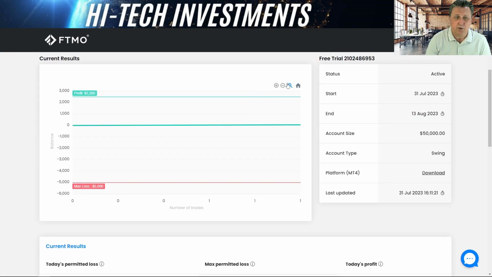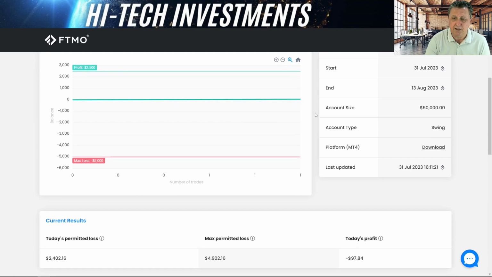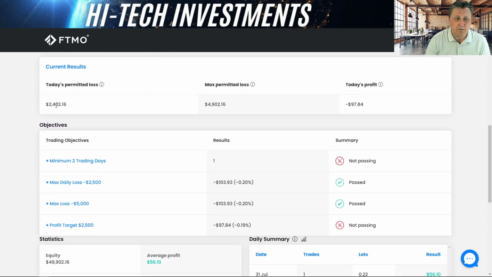Now, if we jump over to the 50,000 account that we have here, also starting date 31st of July, end date 13th of August. And again, here we need to create a profit of 2,500 in that particular time frame. Again, this is not a challenge itself, so what we are looking for is the stability and not exceeding the drawdowns. Again, we have max permitted loss also in here, and then trading days, we still only have 1, so obviously brand new accounts.